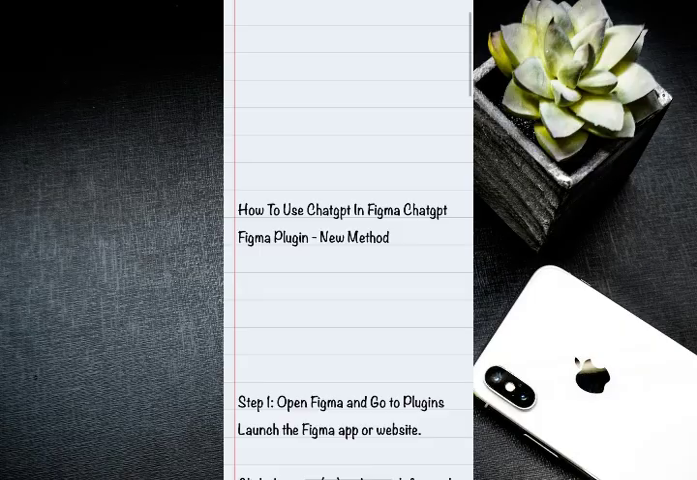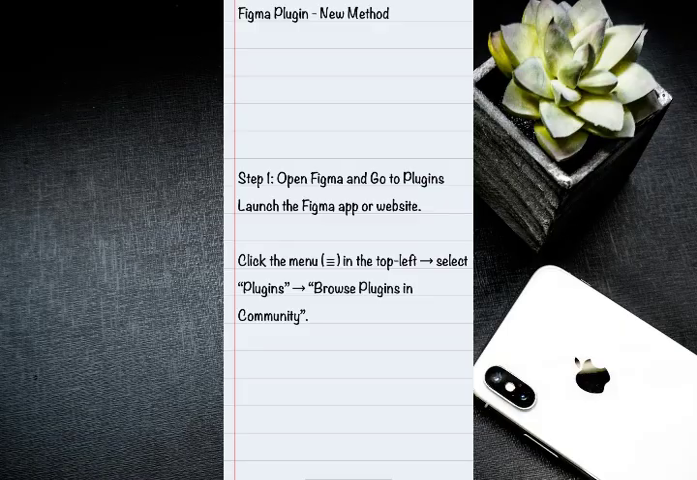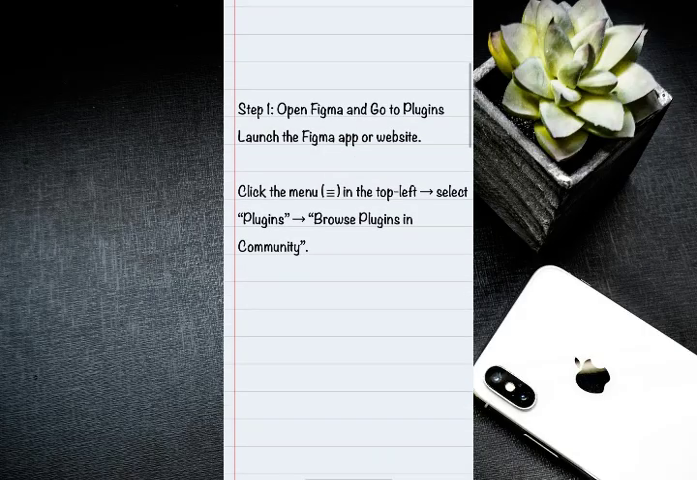So to get started with the guide on how you can easily use ChatGPT in Figma. The first thing to do, which is your first step, is to open Figma and go to plugins. Launch the Figma app or the website. Then from there, click the three line icon in the top left, then select plugins. Then from there, browse plugins in the community.